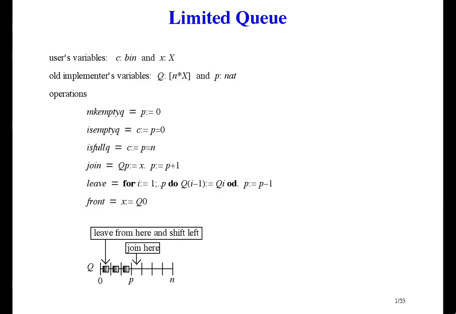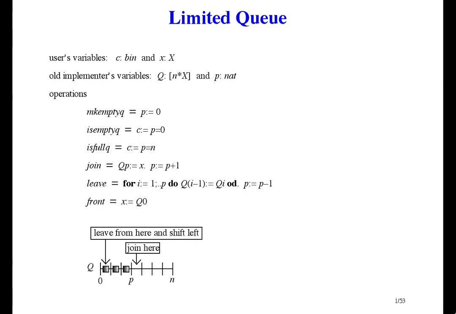Here's a good example of data transformation. It's a limited queue, which means a queue with a limited capacity to hold items. It can hold at most n items in a list named Q, with an index named P to say how much of the queue is occupied. Those are the implementer's variables. The user's variables are C, which is binary, and X, which is the same type as the items.